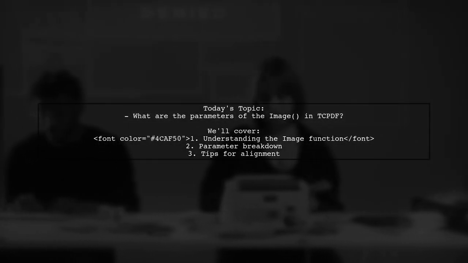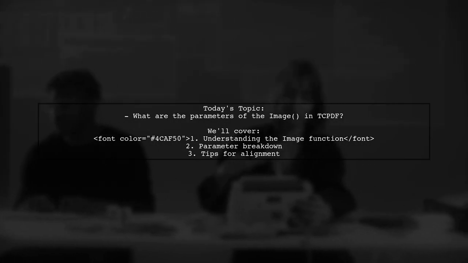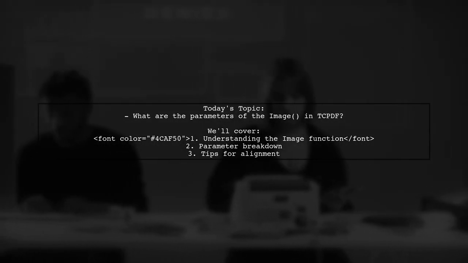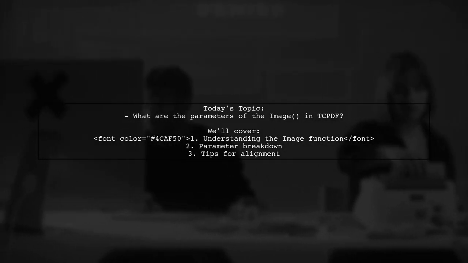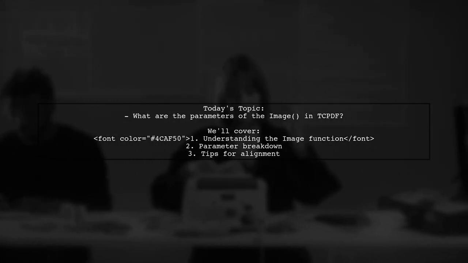Today, we're tackling a question that many developers encounter when working with TCPDF. Our viewer is looking for clarity on how to align an image using the image function in TCPDF. They provided a specific code snippet, but the parameters can be a bit confusing. Let's break it down together.